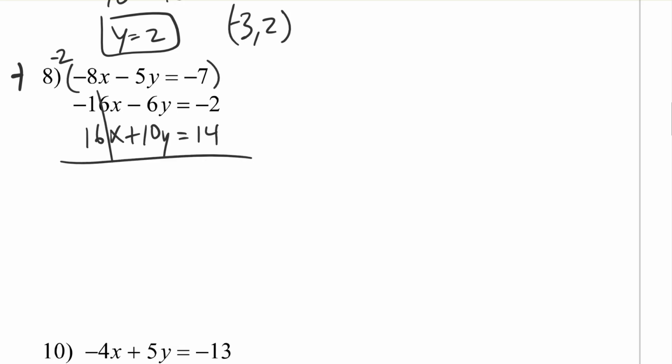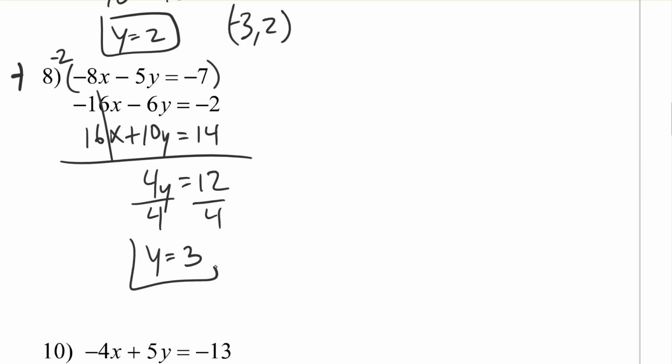When I add them together, my x's cancel. 10y minus 6y makes 4y, and 14 minus 2 makes 12. Divide by 4, y equals 3.